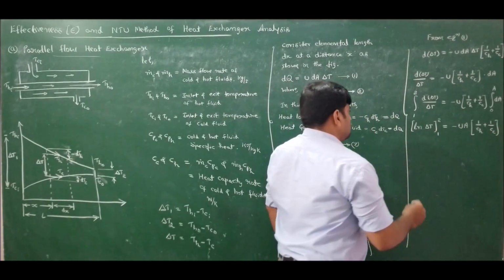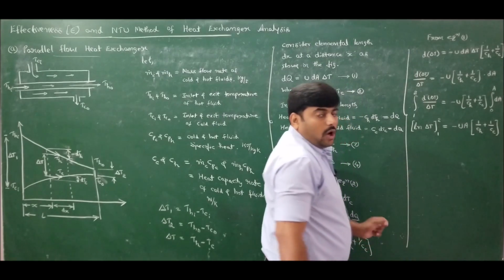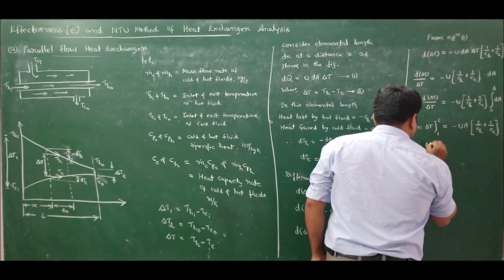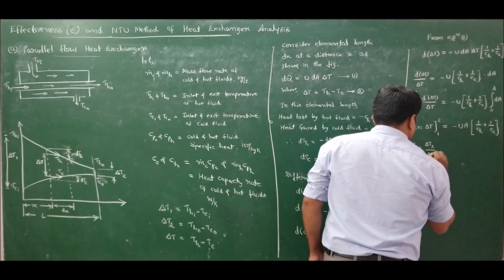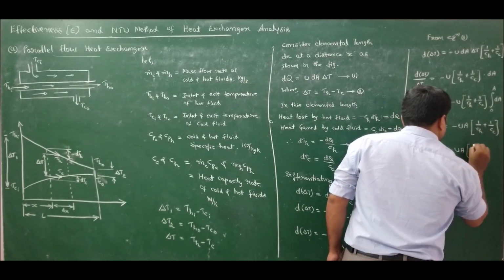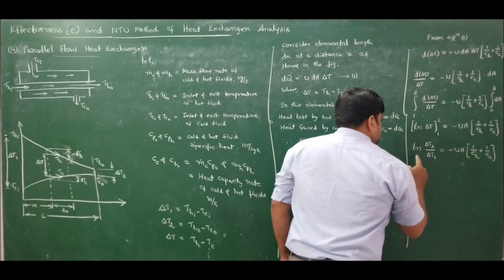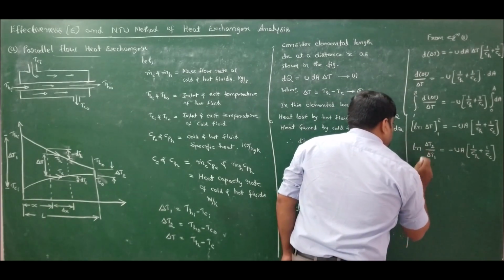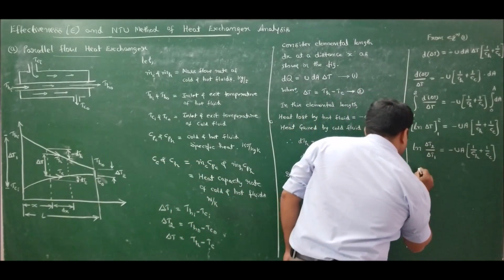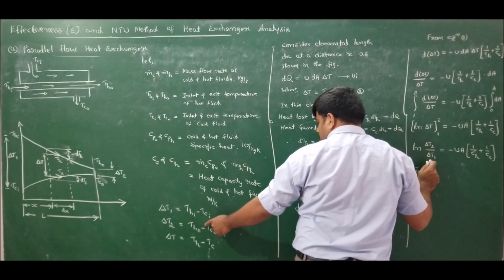So this can be written as what? Ln of delta T2 by delta T1, that is ln delta T2 minus ln delta T1. Log A minus log B is log of A by B, so therefore I can write it as ln of delta T2 by delta T1 is equal to minus UA times 1 by CH plus 1 by CC. So if I take ln that side, it will become e to the power. Now I know what is the value of delta T2 and delta T1. Delta T2 is THO minus TCO divided by delta T1 is THI minus TCI.